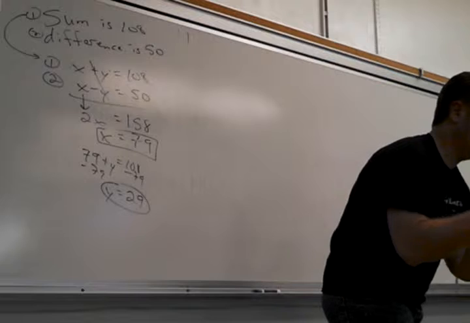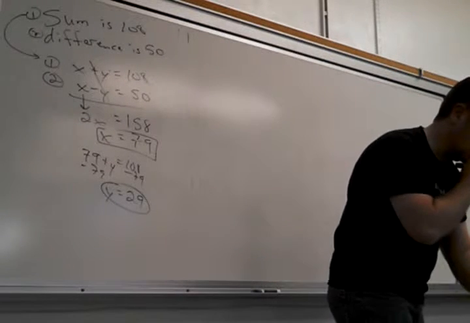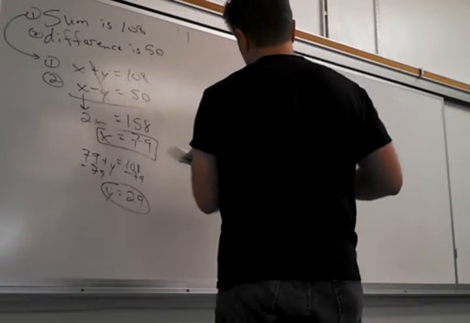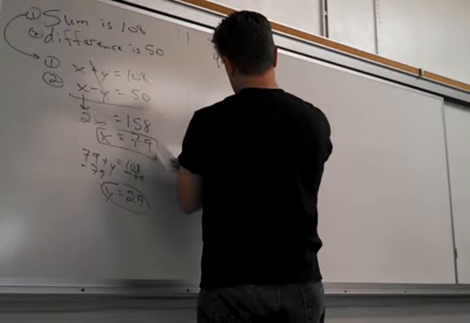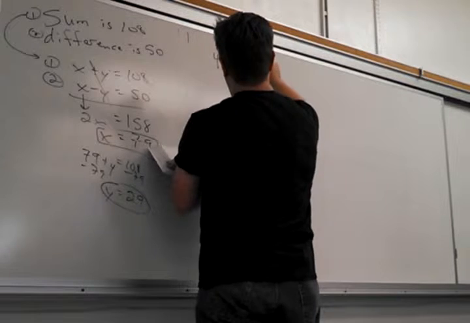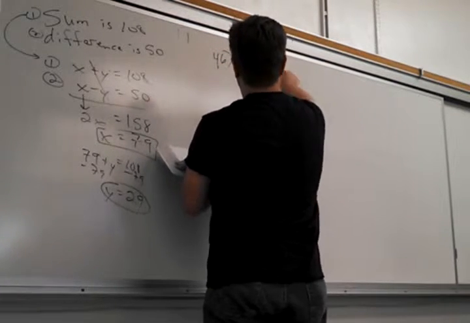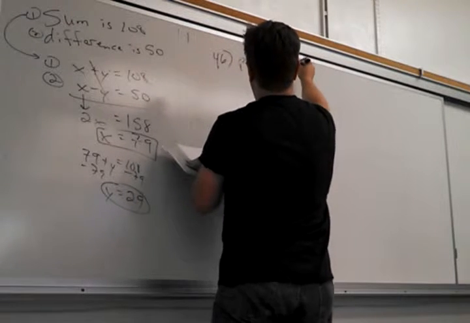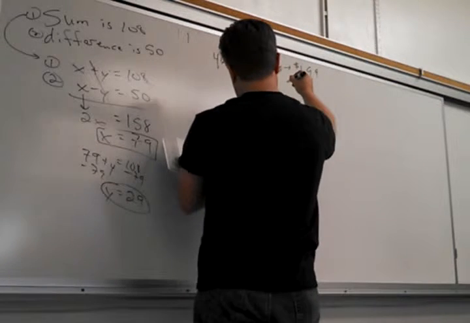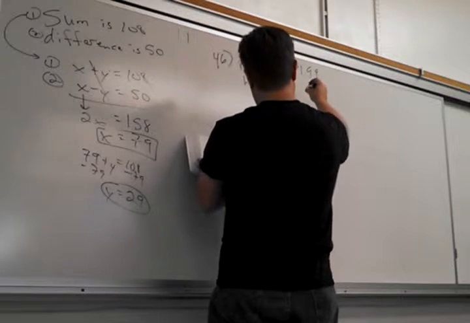All right, so let's try a real word problem, and then we'll talk a little bit about factoring. Okay, here we go. So number 46. They sell paperback books for $1.99 and hardbacks for $4.99.